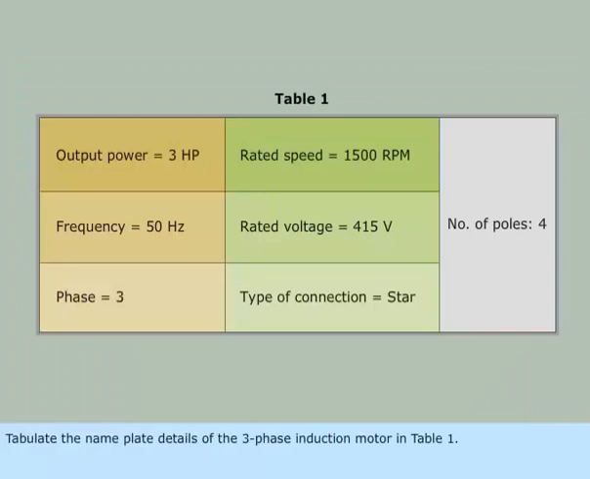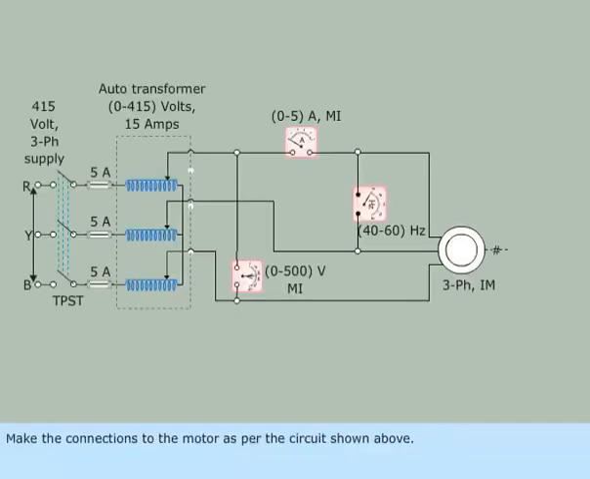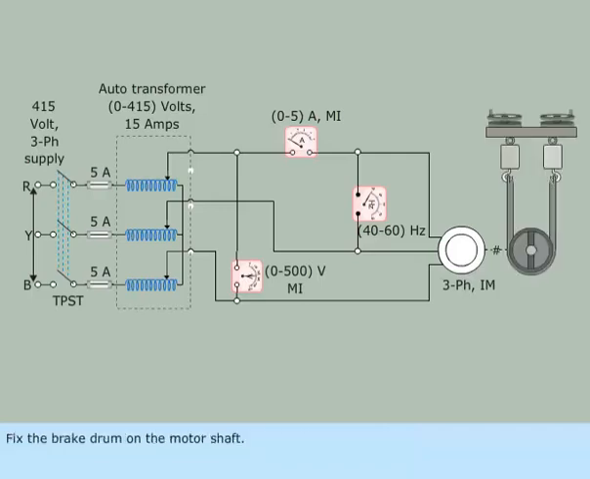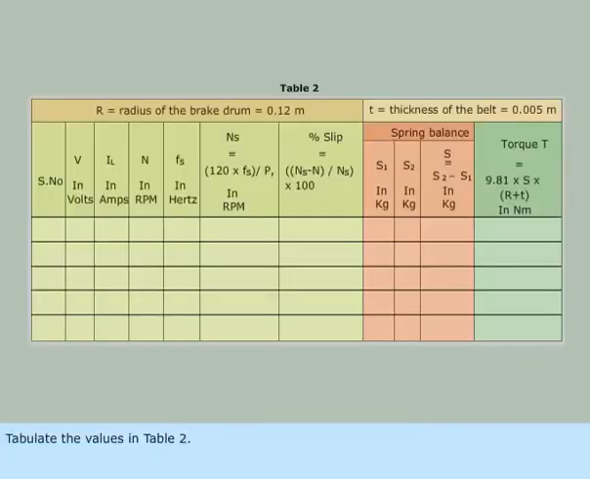Tabulate the nameplate details of the three-phase induction motor in Table 1. Make the connections to the motor as per the circuit shown above. Fix the brake drum on the motor shaft. Measure the radius of the brake drum and the thickness of the belt. Tabulate the values in Table 2.